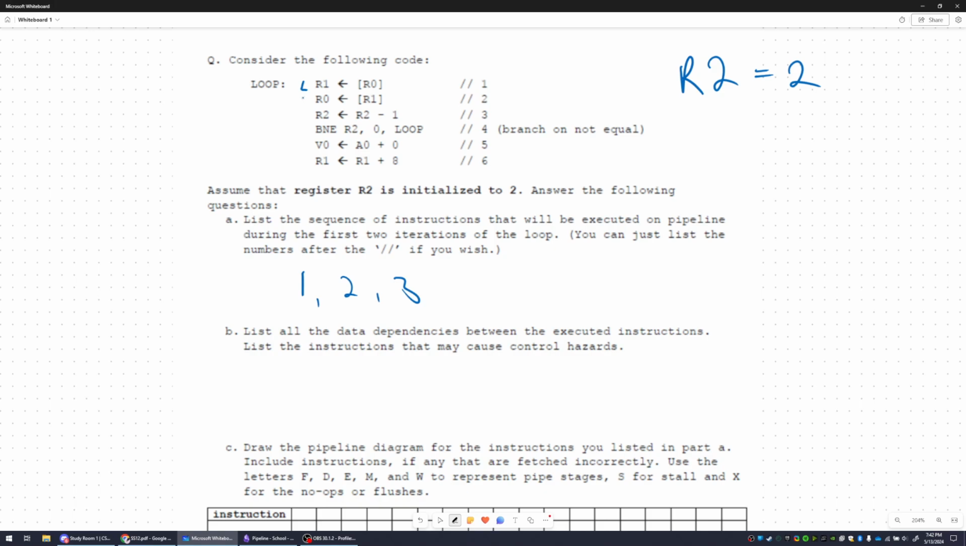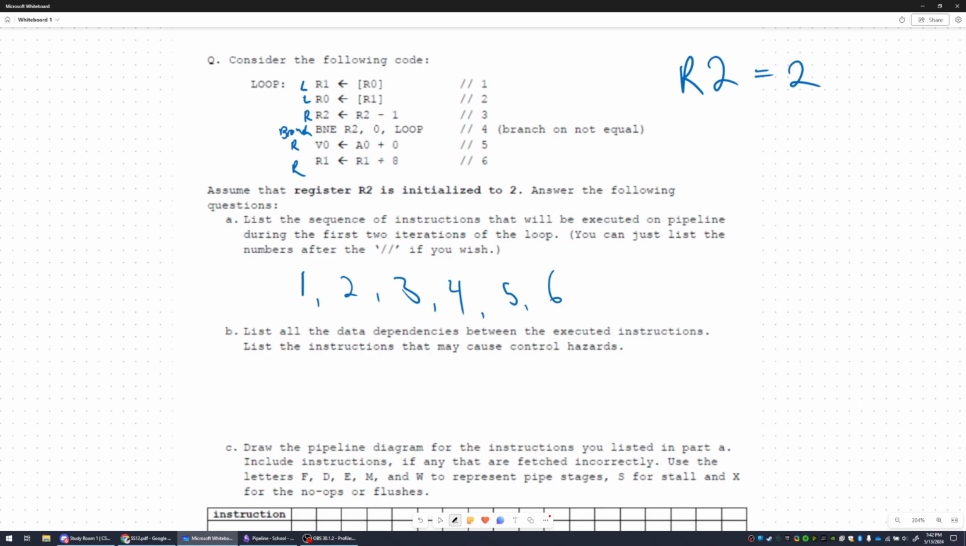Load, R type. This is a branch. There's an R type and also an R type. So the first 4 instructions will run. We didn't mention anything about branch prediction, so you'll just fetch the next 2 instructions. That's how it always is.